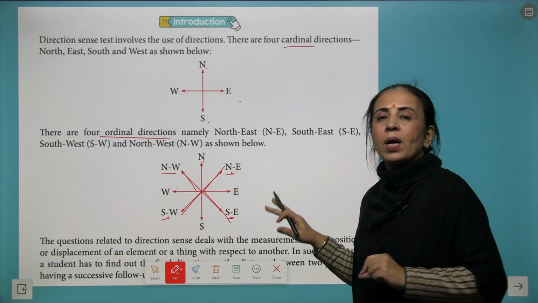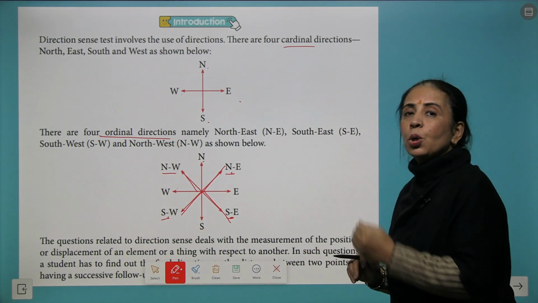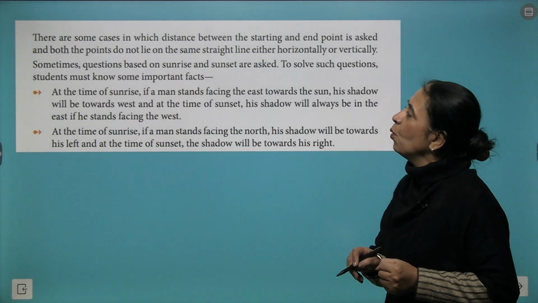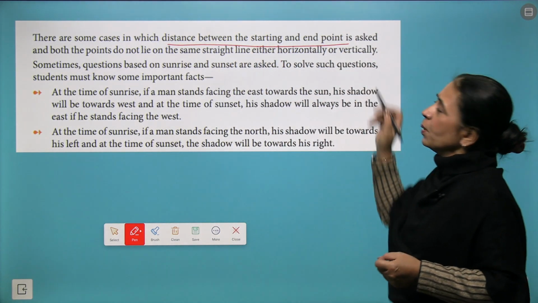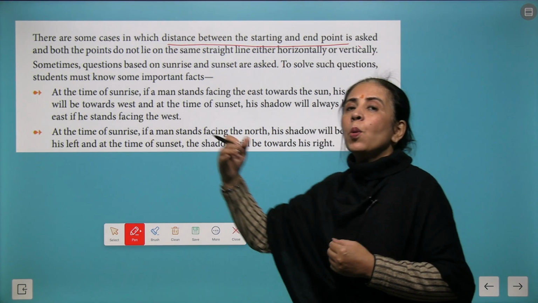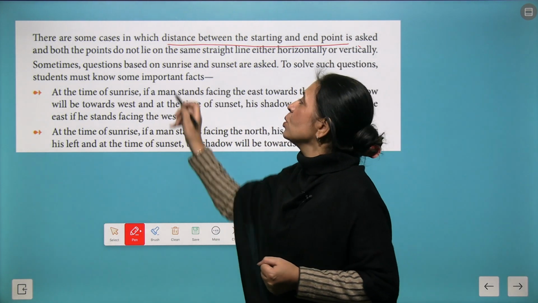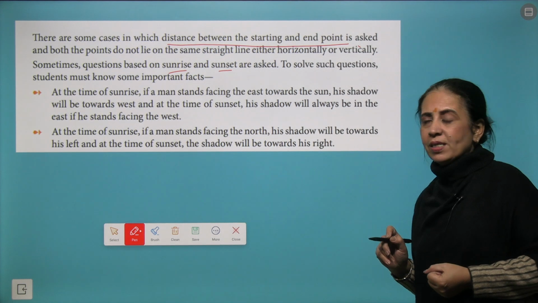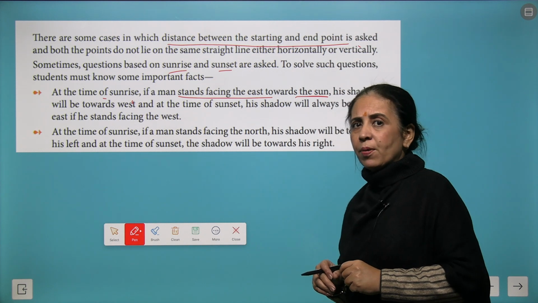Now, when you look at the displacement of object from one direction to another, you can analyze that which direction will it face after certain movement. And we'll come across the questions where we have to find the distance between the starting and the ending point, and sometime we have to see whether the objects lie in the same line or not. And some more questions based on sunrise and sunsets are also asked when you do the reasoning question. So you need to remember certain facts when you solve the questions based on sunrise and sunset.